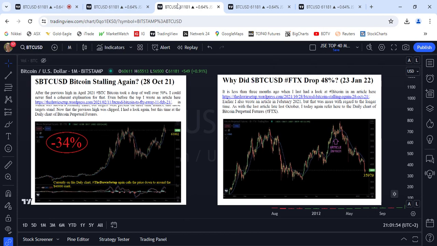Then we go to the second one, and this article was written on the 28th of October 2021. And again, there is a quote in yellow on the first chart on the left-hand side. Currently, on this daily chart, the Dawie setup again calls the price down to around the $40,000 mark. And you can see there I say again, because in the article I refer to a setup that was there, but I never called it or made it public.